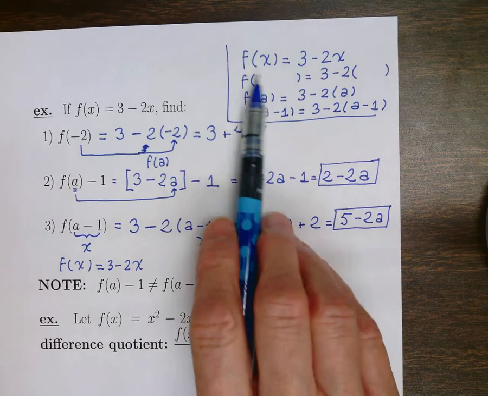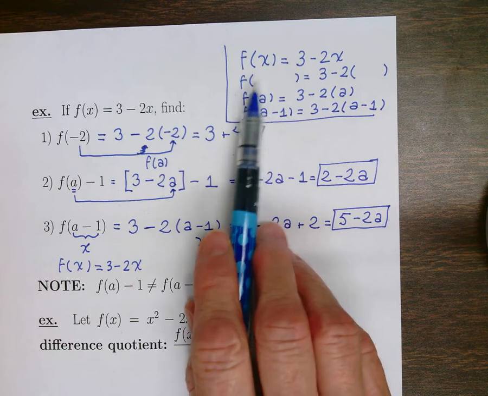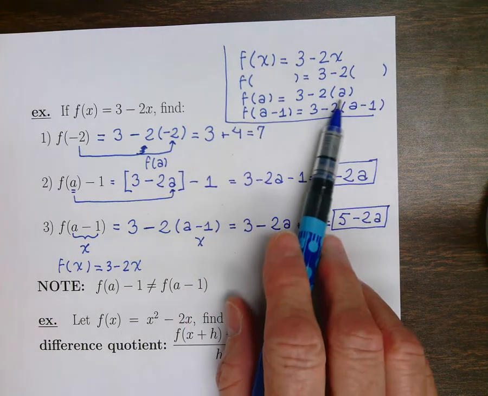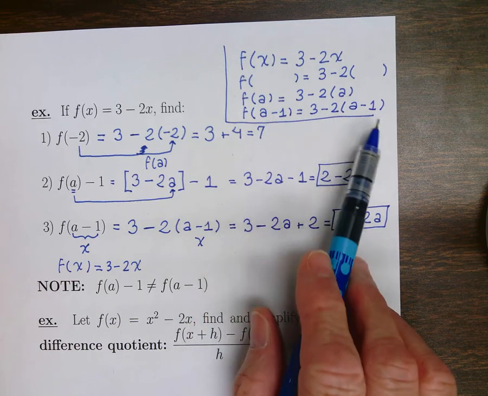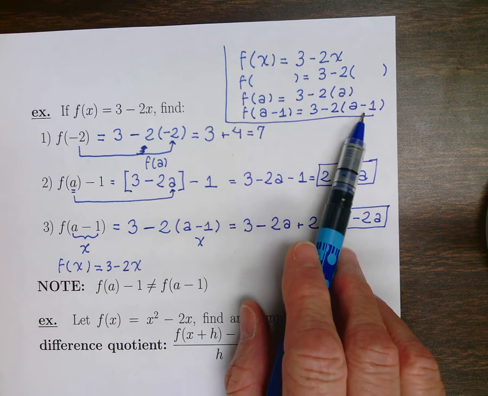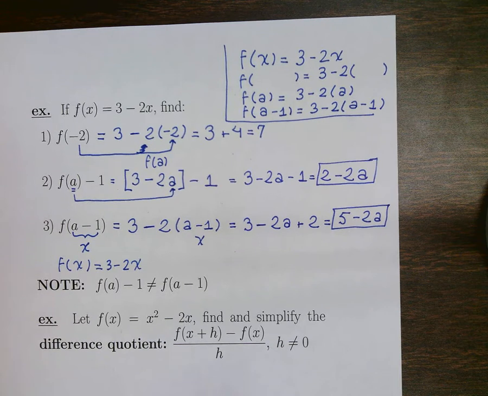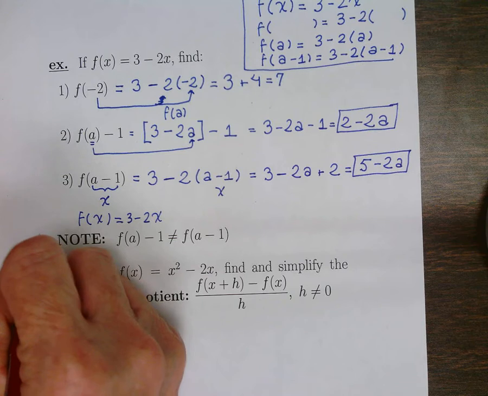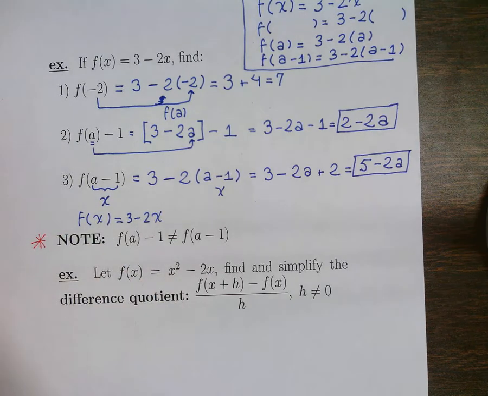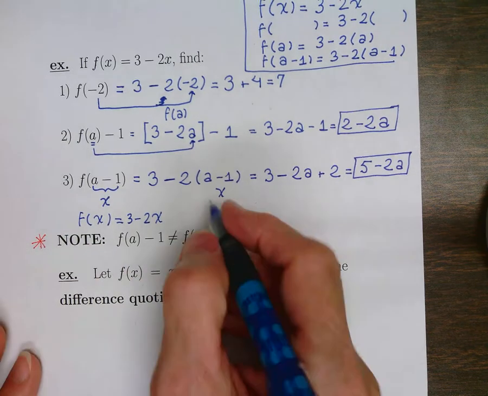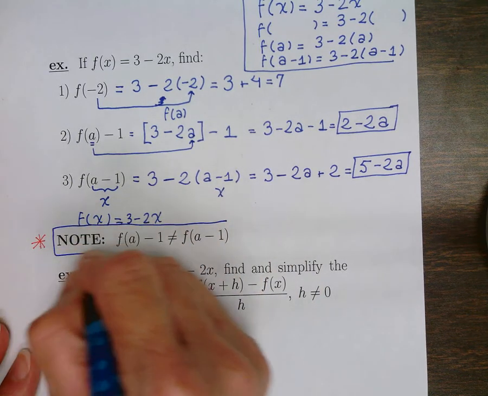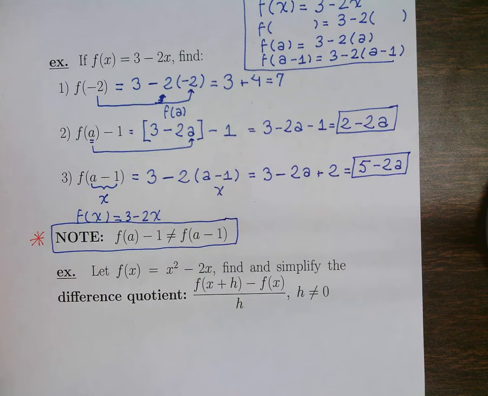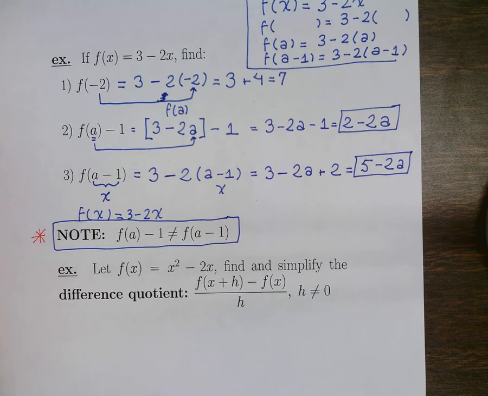So maybe that helps. F of x is 3 minus 2x. F of blank is 3 minus 2 times the blank. F of a is 3 minus 2a. F of a minus 1 is 3 minus 2 times a minus 1. Okay? And what we observe big time is that f of a minus 1 is not the same as taking the function and evaluating it at a minus 1. We have two different arguments. All right?